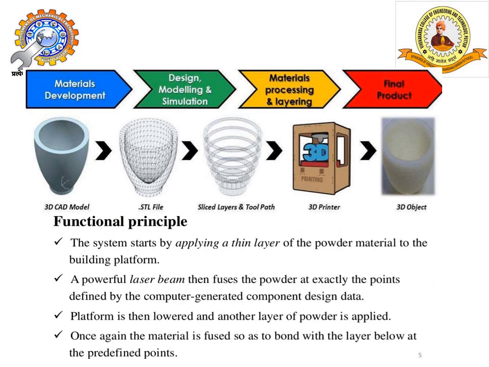The functional principle involved in any additive manufacturing method involves material development, design modeling and simulation, materials processing and layering, and the final product. In front of me I have a model of a cup. Initially the designers create a 3D model of it. Once the 3D model is created, they get its STL file. An STL file is specifically a file related to the additive manufacturing process. I'll go into detail on STL in my next sessions.